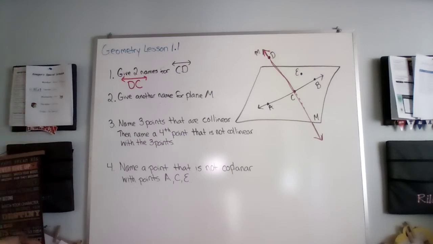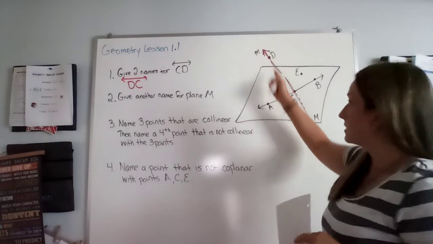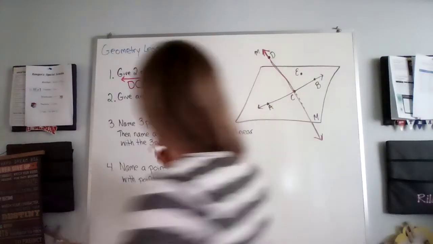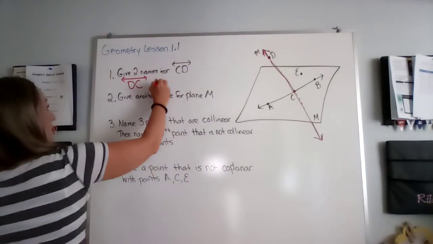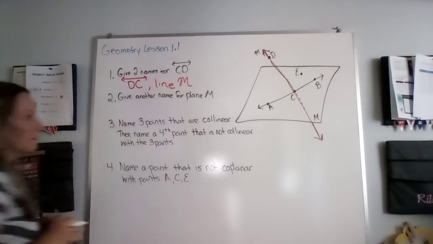All right, the second way that we can name the line: since there is that cursive letter near one of the arrows, that is there so that you can name the line. So you could also call it line M. Okay.